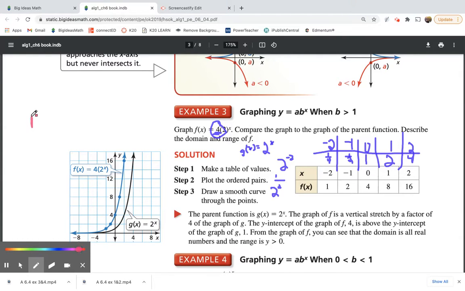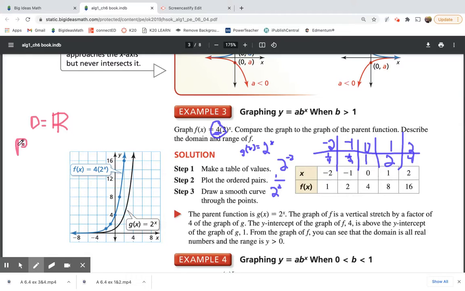The domain is your x values, and you're only looking at the f of x one. So if you notice on the negative way of the x-axis, it just continues. And the positive way, we don't know where that stops. We just know it continues. So your domain is all real numbers.